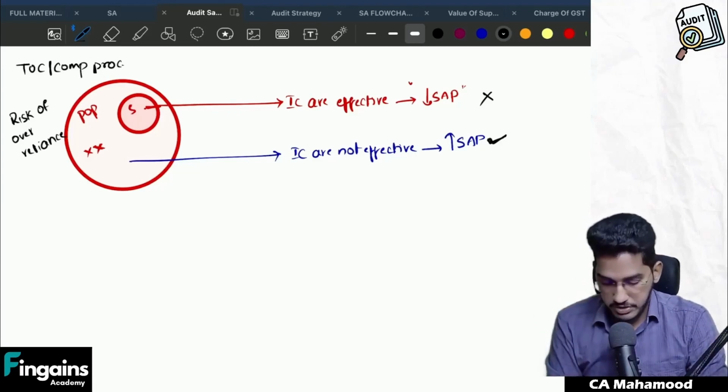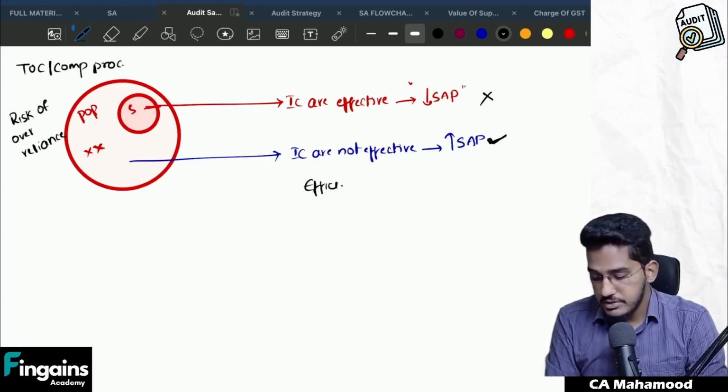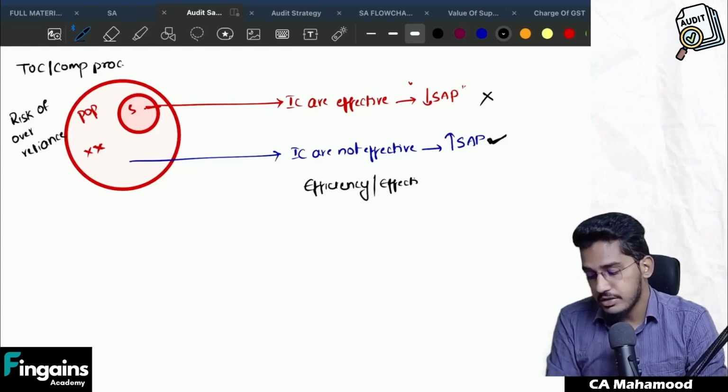Now, I want to ask you one question. This risk of over reliance, will this have an impact on the efficiency of the audit, or is it going to have an impact on the effectiveness of the audit? Very important discussion, guys. Listen carefully.